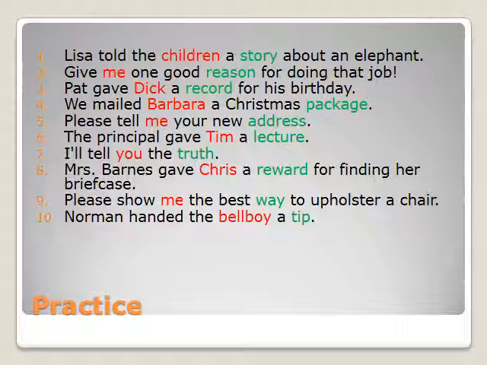So the next one, number 10, the subject is Norman. Verb is handed. So Norman handed what? He handed a tip. Who got the tip? The bellboy. So this is how we find our direct and indirect objects. Okay, we will go over this in class. It is confusing. Don't feel bad if it confuses you.